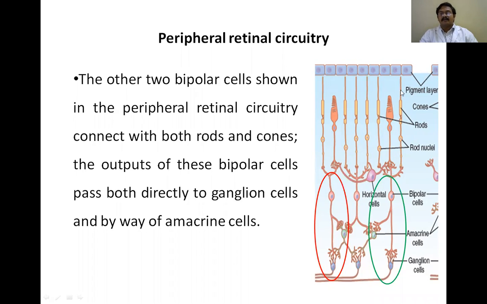Even if you see this rod and cone, the bipolar cell is directly going to the ganglion cell. Even the amacrine cell is synapsing with the bipolar cell, and again, it's going to the ganglion cells.